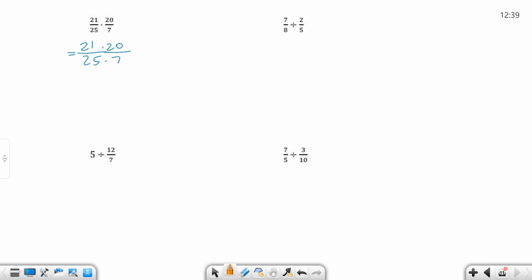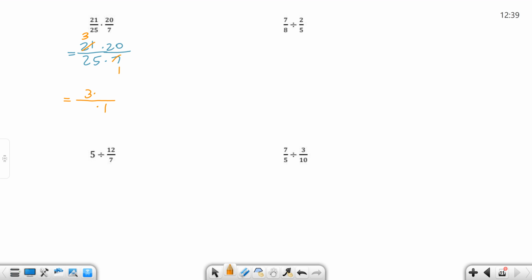Well, let's look at 21 and 25. Anything divide out there? Nope. What about 21 and 7? Aha! What do 21 and 7 have in common? They have a 7 in common. 7 goes into 21 3 times, and 7 goes into 7 1 time. So right now I have 3 times something over something times 1, right? That 21 became a 3, and that 7 became a 1.